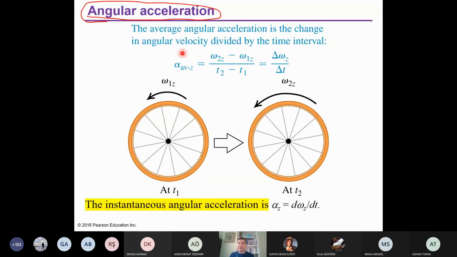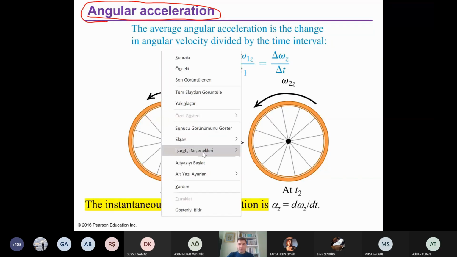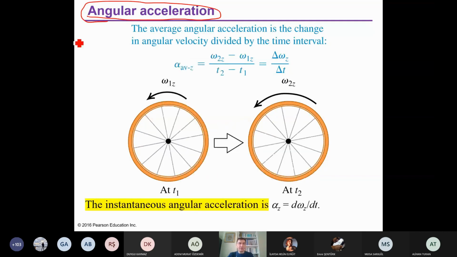Then let me continue after cleaning this part. The average angular acceleration is given with delta omega z over delta t, the change in the angular velocity over time interval, okay? Then the final angular velocity of the object minus initial angular velocity of the object and the time interval. Then you can calculate the average angular acceleration. Look at the symbol of the angular acceleration. This is alpha, okay? So let me remind you linear motion.